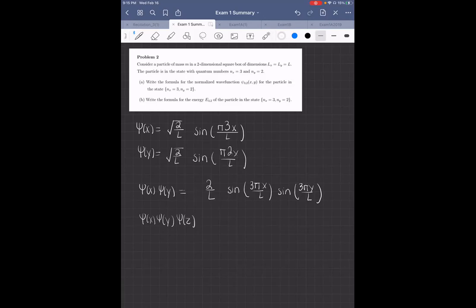Wait, where did the square root go? Oh, because you're multiplying them by each other. Oh, yeah, true. But shouldn't one of them be 2 pi y? You have two 3 pis. I thought one of them was supposed to be 2 pi. No, it is 2 pi. Oh, yeah, I see what you mean. Thank you for telling me that. So yeah, it's 2 pi.